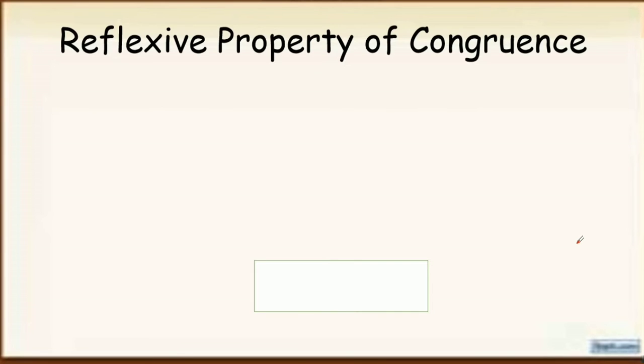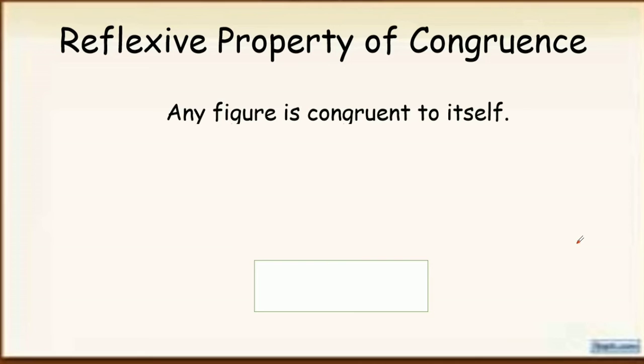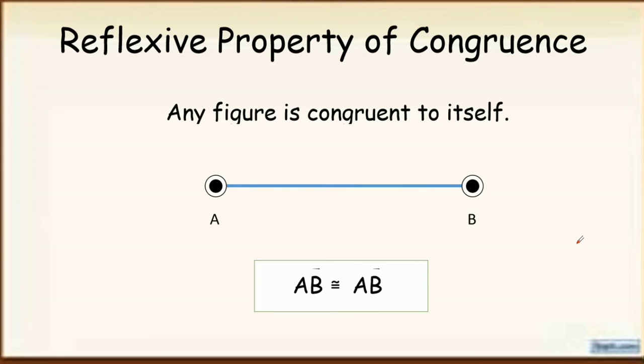Next, reflexive property of congruence. So, any figure is congruent to itself. So, let's say we have here segment AB. Therefore, segment AB is congruent to segment AB.